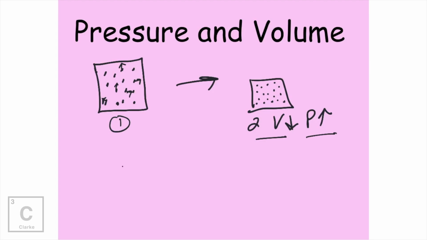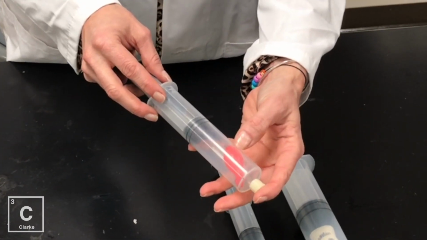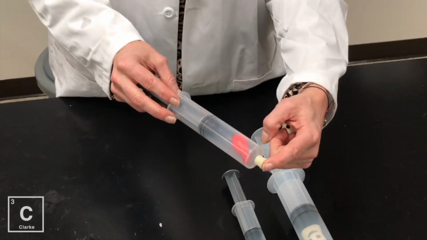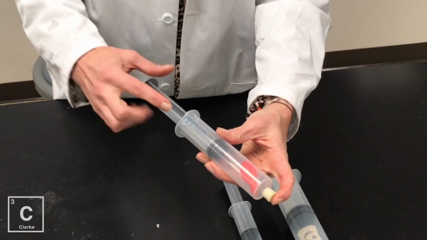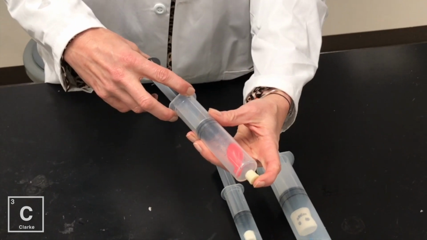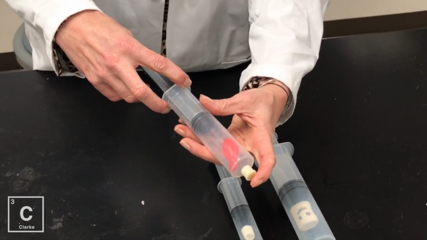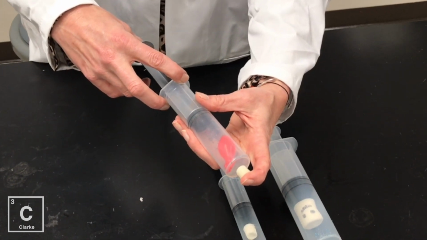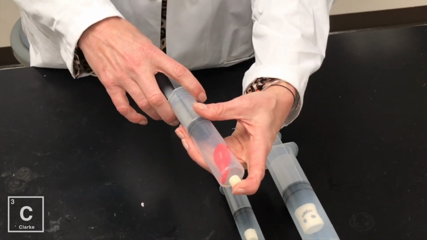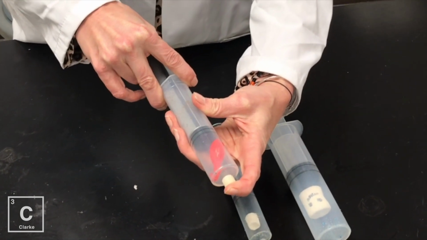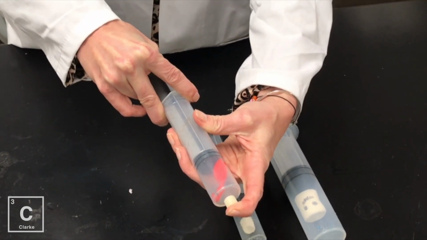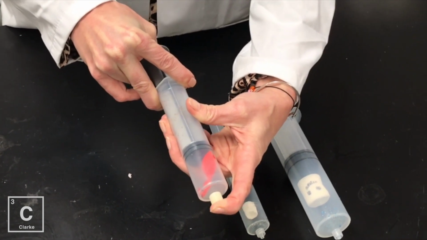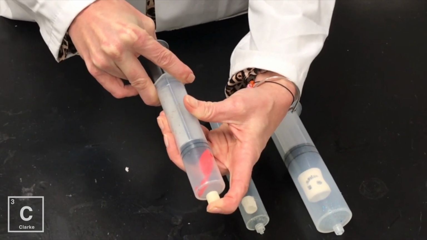Let's look at that a different way. In this example, I have a little balloon in a syringe. I want it to be a closed system, so I have a lid here. If I push the plunger in, I am decreasing the volume, so I should be increasing the pressure. Let's watch the balloon. As I'm decreasing the volume, the pressure is increasing in the chamber, which is pressing down on the balloon, so the balloon is getting smaller.